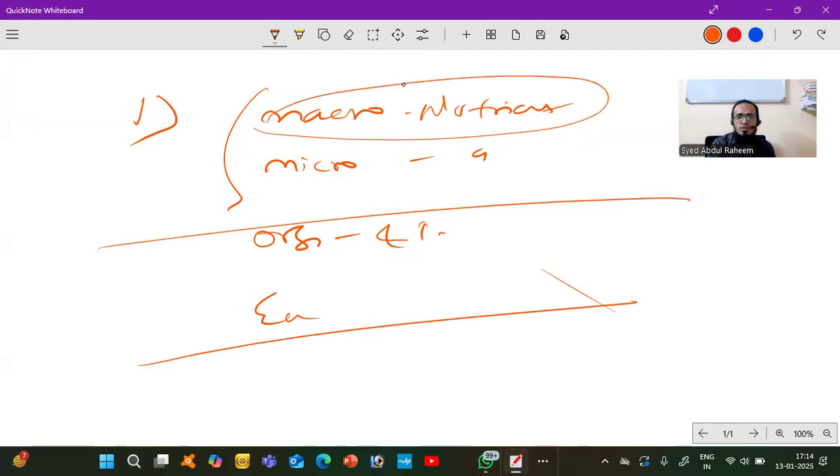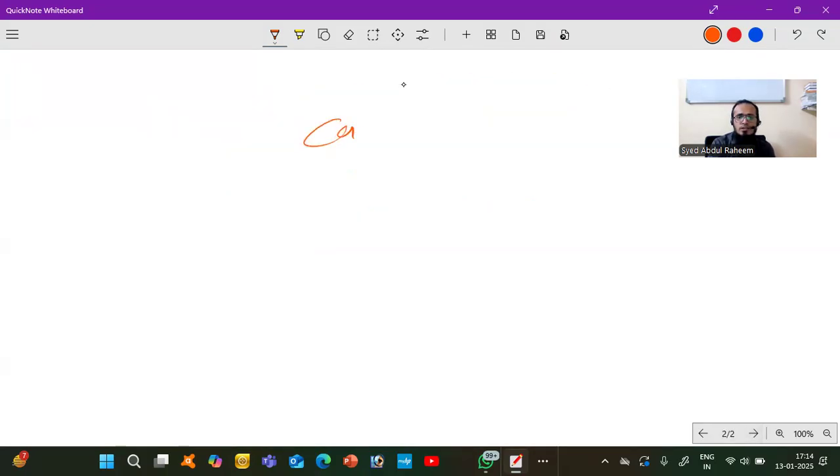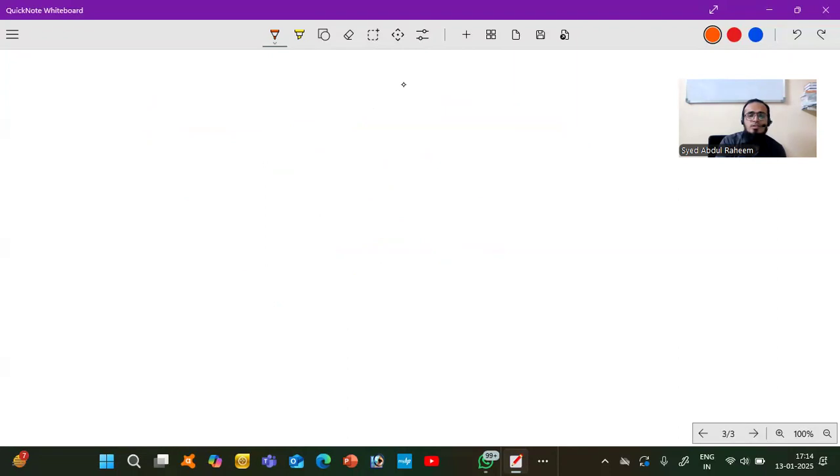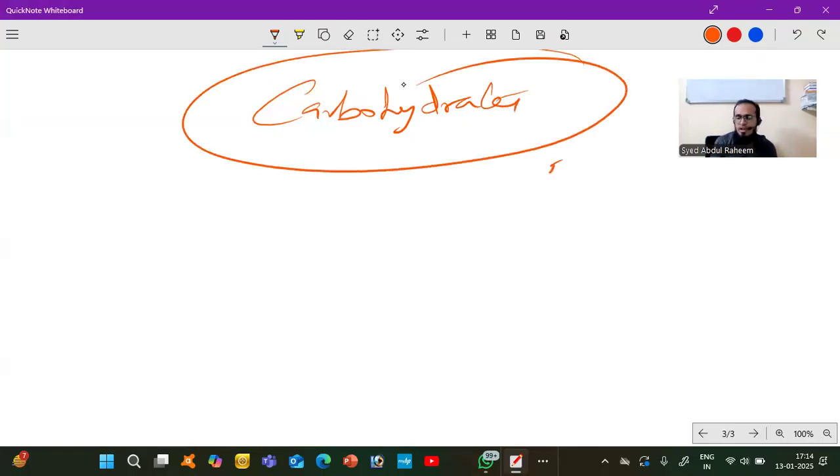In the macronutrients, we have carbohydrates because they give an energy source. A large amount of energy is present. Carbohydrates, protein, and fat. We have to discuss all these three things, very important. So first, today we'll discuss carbohydrates according to nutrition.